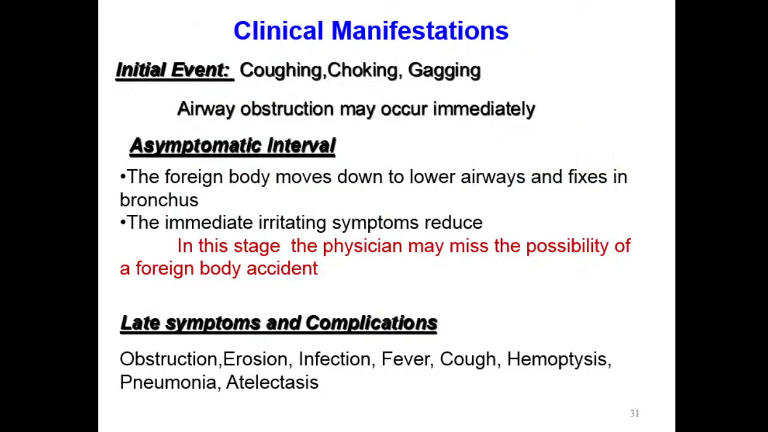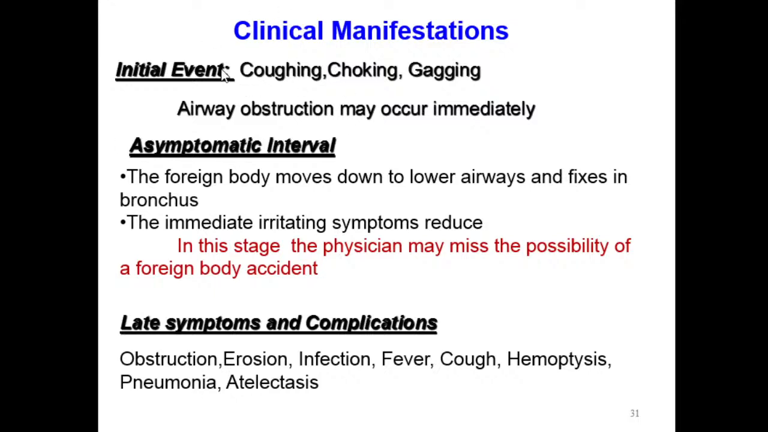So, clinical manifestation: the initial event is coughing, choking, gagging, airway obstruction. If the foreign body passes through the vocal cords, it is the better variant, but it also requires quite emergency help. The foreign body may also go down to the lower airways and fix in a bronchus.